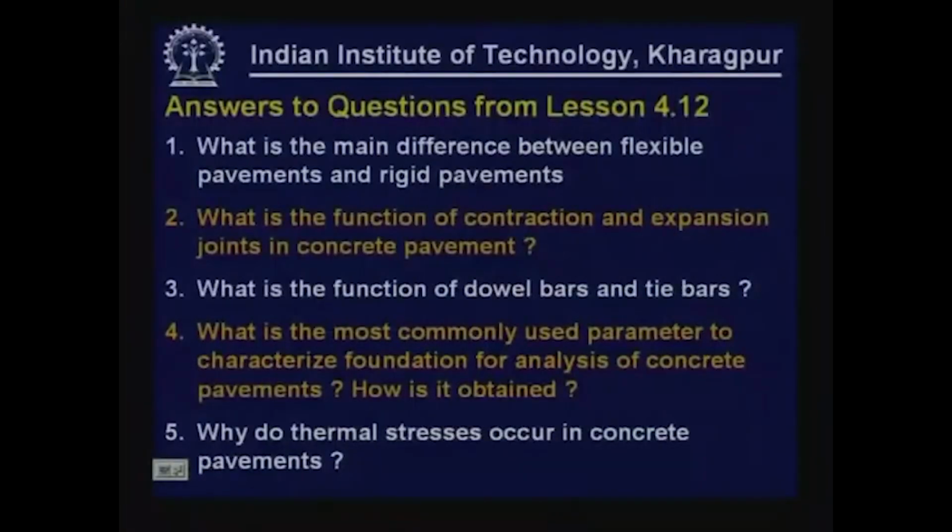Why do thermal stresses occur in concrete pavement? Thermal stresses typically occur, especially we are talking about curling stresses, when the top temperature and bottom temperature of the slab differ. If the top temperature is more, the slab will curl like this. If it is restrained from curling because of its self weight or because of the restraint provided by the foundation, there are going to be stresses developing. Similarly, if the bottom temperature is more than the top temperature, it will curl up like this. Because of the self weight it is restrained, or the foundation also will restrain it. Because of the restraint, curling stresses are developed.